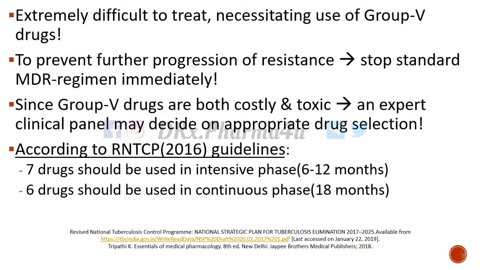To prevent further progression of resistance, we should stop the standard multi-drug resistant regimen immediately. Since group 5 drugs are both costly and toxic, an expert clinical panel may decide on appropriate drug selection. So it is very simple. We have to look at the risk versus benefit ratio. According to RNTCP guidelines, 7 drugs should be used in the intensive phase for 6 to 12 months, and 6 drugs should be used in the continuation phase for 18 months.